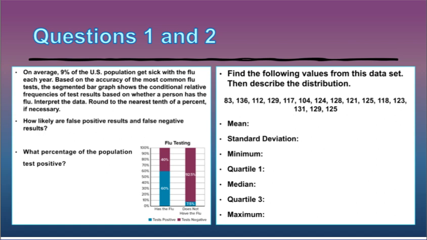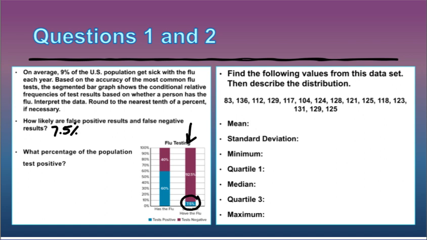Question 1, how likely are false positive results and false negative results? So for a false positive result, that means that you do not have the flu, but you tested positive. And so if I look at this bar here, this bar tells me that they do not have the flu. But here it says 7.5% tested positive. So that would be 7.5%, a false positive.